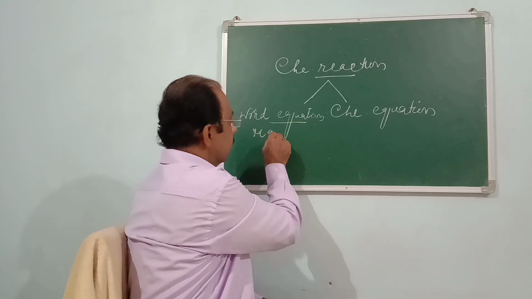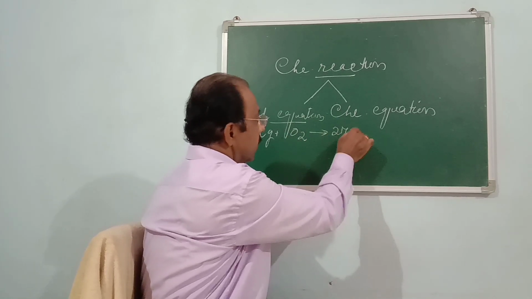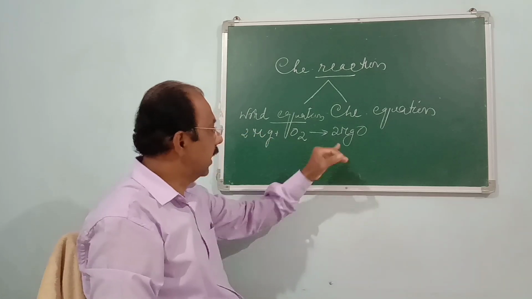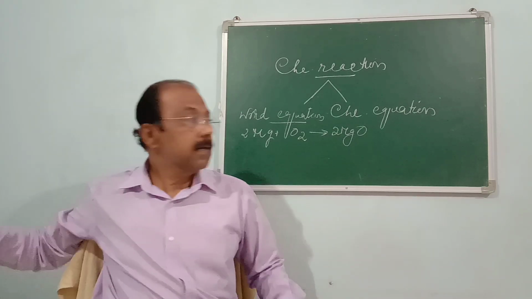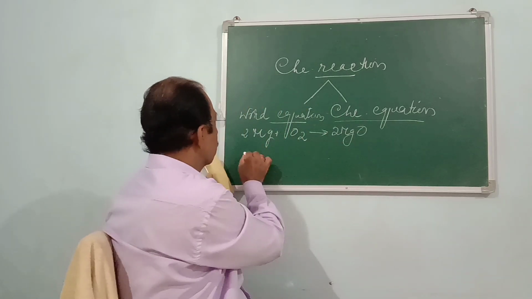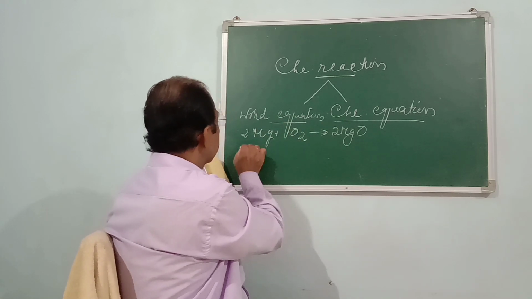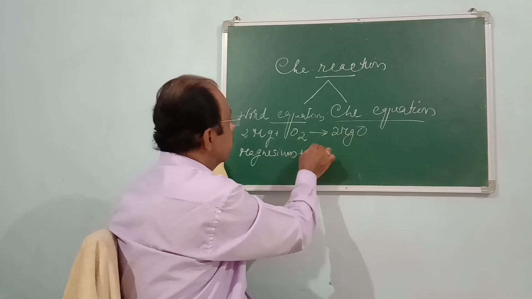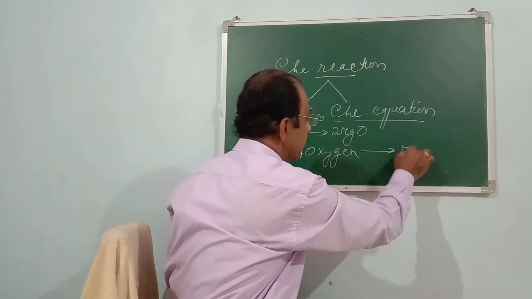Already we studied that magnesium reacts with oxygen to form magnesium oxide. In this reaction, we write in two different ways. One is a chemical equation, and also in words we write, instead of the symbol magnesium, we write magnesium in words. Magnesium plus oxygen gives magnesium oxide.